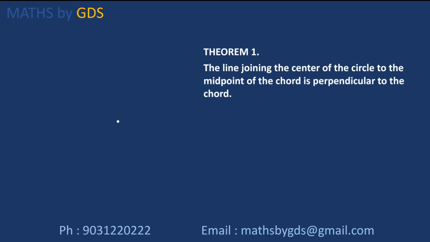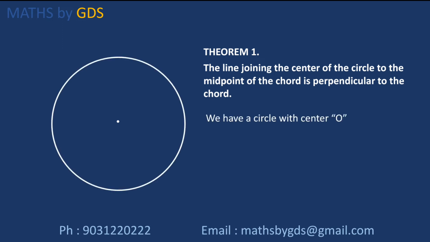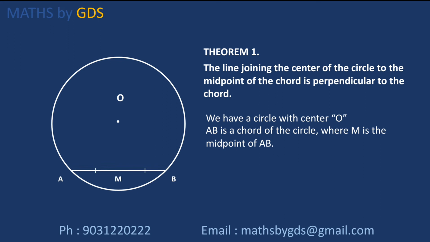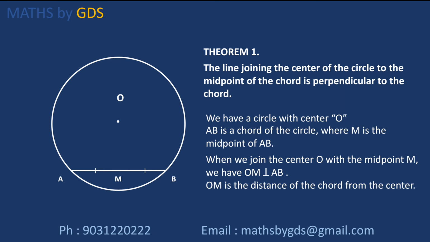Next, the first theorem. The line joining the center of the circle to the midpoint of the chord is perpendicular to the chord. Let's see what it means. We have a circle with center O. We mark the center O. AB is a chord of the circle where M is the midpoint of AB. When we join the center O with the midpoint M, we have OM perpendicular to AB.